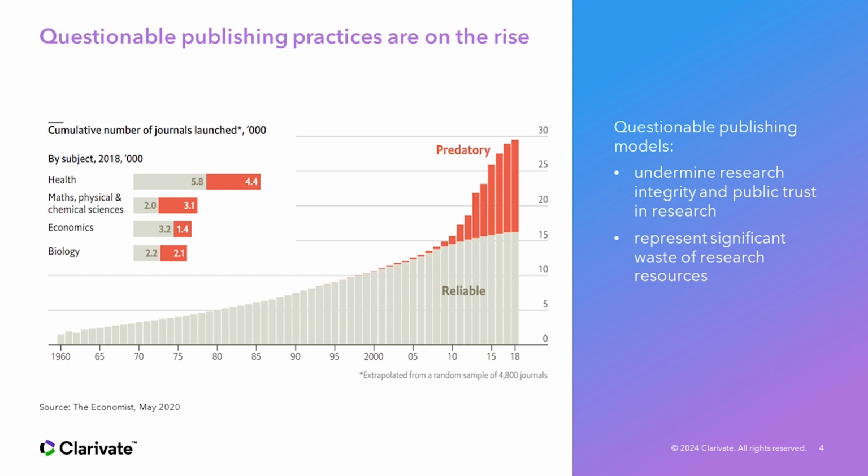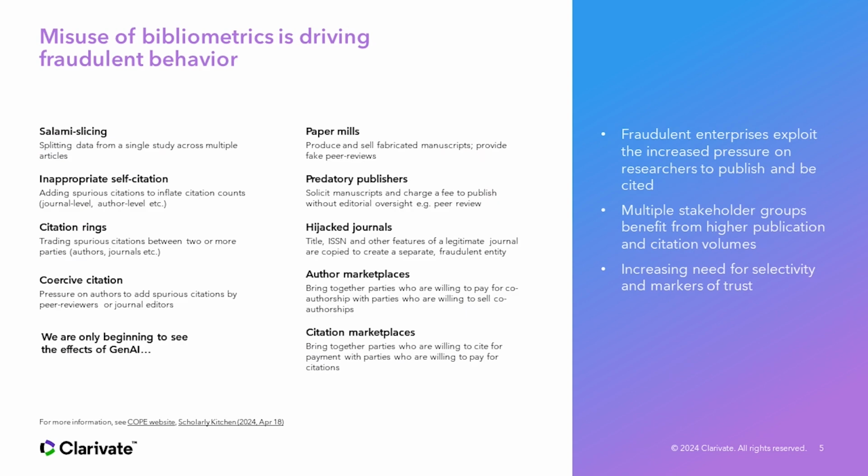Something that we also notice is the misuse of bibliometrics, and that creates some strange or fraudulent behaviors. Predatory journals are really only the tip of the iceberg. In recent years, we also saw a rise in new types of fraud, and that leads to article retractions. For example, salami slicing, which is basically when you split data from a single study across multiple articles. You have inappropriate self-citation, right? You add lots of citations to your previous works so that you increase your number of citations, and that inflates your citation counts at the author level, but also at the journal level, especially when journals encourage citing papers that have been published in their own journals.